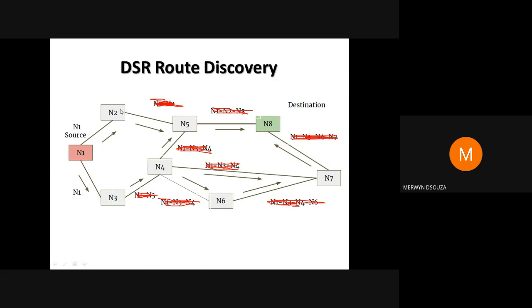Its neighbors are N2 and N3. So it will send a route request packet containing its name and the destination, whatever is the destination it requires. These two nodes N2 and N3 will check this packet and see that they are not the destination, that the destination is N8. So they will add their name to that packet. For example, the node N3 will add its own name to the field in the route discovery field.